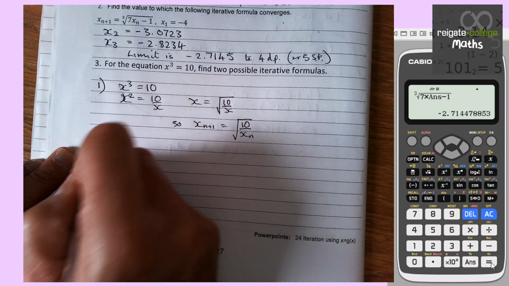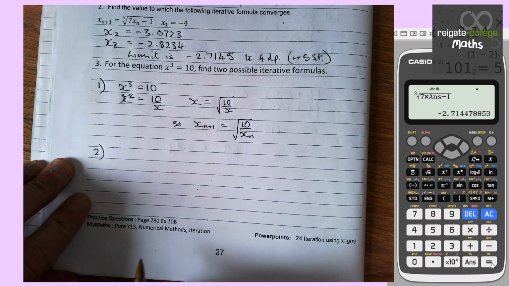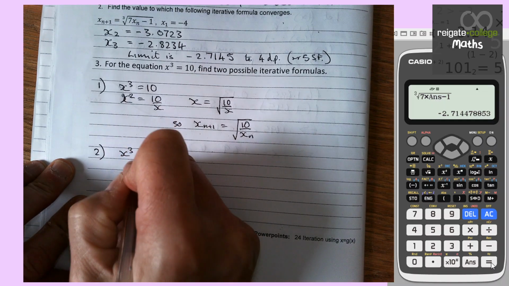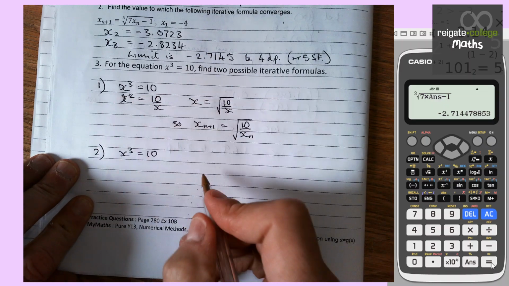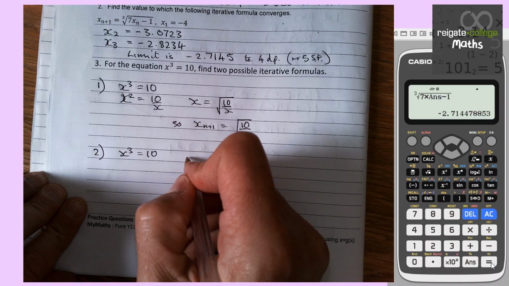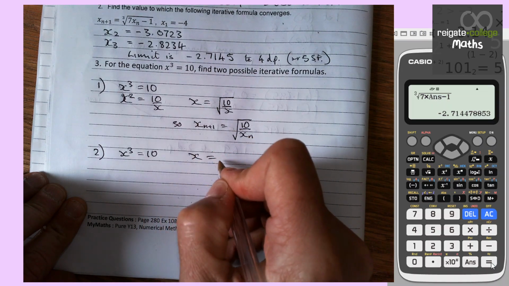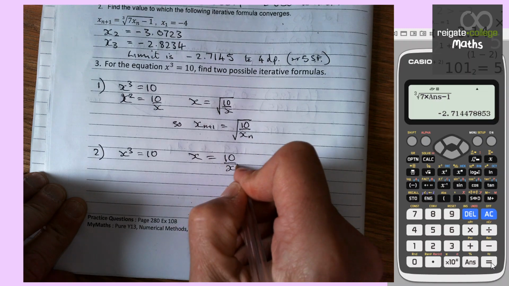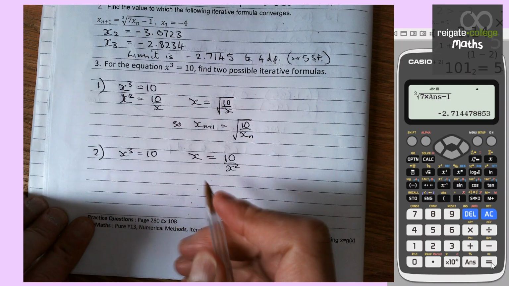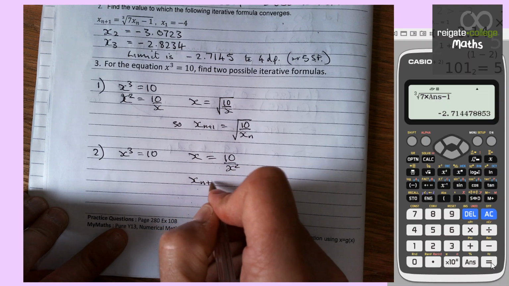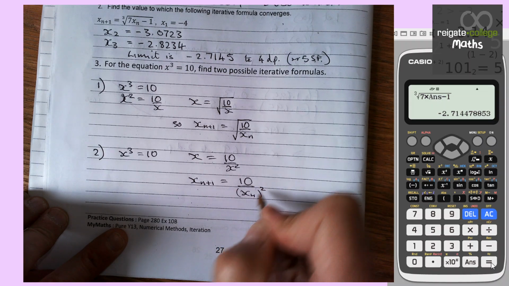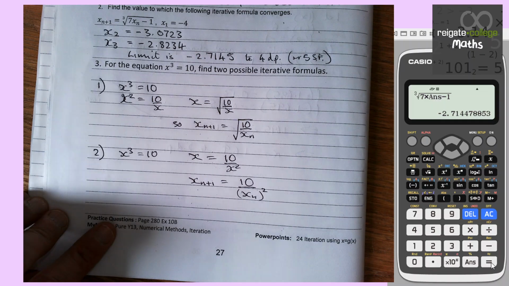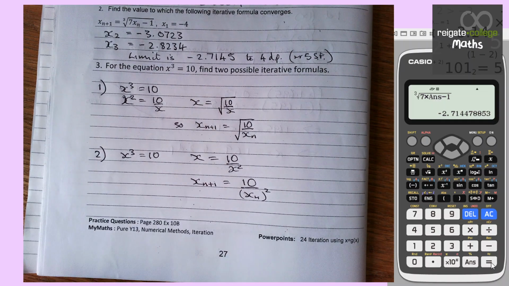A second way of doing this, number 2, again, if we start with x cubed equals 10, here what I could do is just divide both sides by x squared, and then I could write x is equal to 10 over x squared, and this gives me another formula. So I've now got x n plus 1 is equal to 10 over xn squared. So we've got two possible rearrangements of x cubed equals 10 to find iterative formulas.